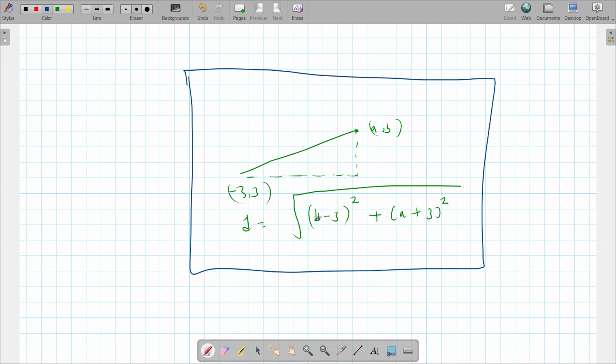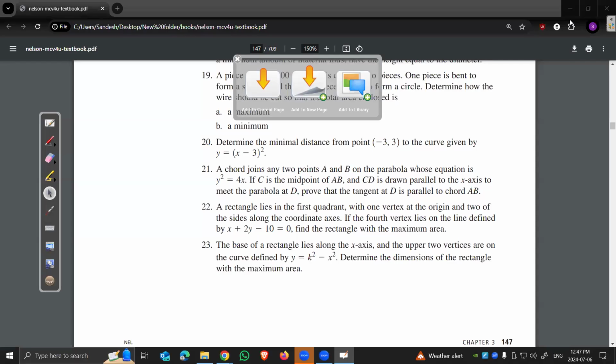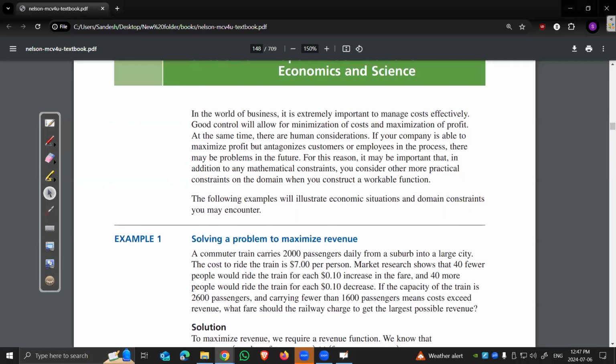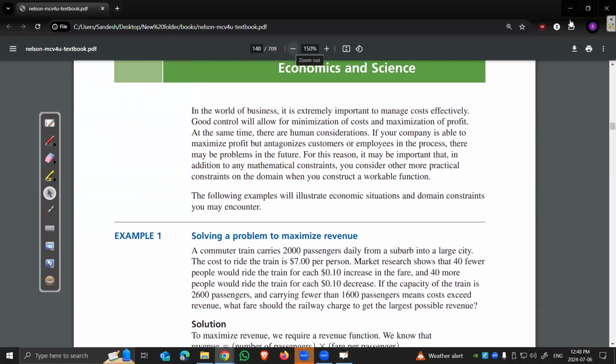So the entire thing will be either in terms of A or in terms of B. And once you have that, you take the first derivative, you set it equal to 0, you square both sides, and it's easy from there, okay? So remember, distance between 2 points, turn it into a triangle.